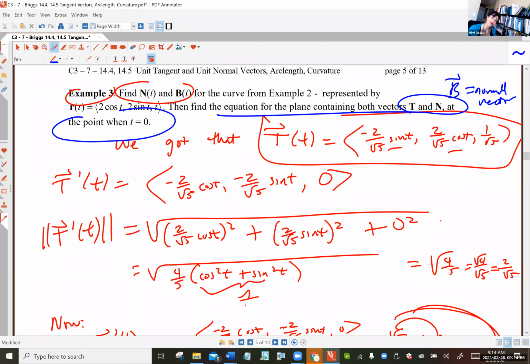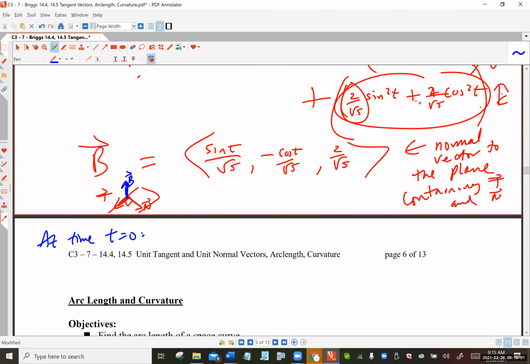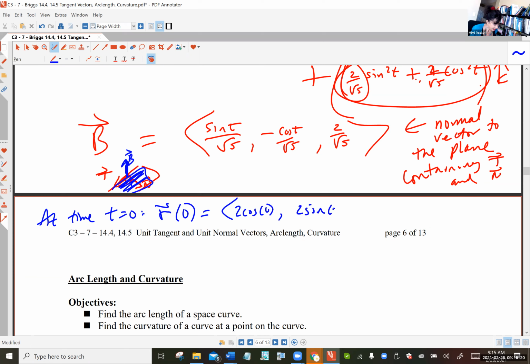Anybody have an idea how I'm going to get a point on this plane? Don't we plug the t equals 0 into r of t? Very good. r of 0 to get the point. Brilliant. That's perfect. Exactly right. That is going to give you a point in that plane. And so what do I get here? Let's see, cos 0 is 1, sine 0 is 0. So I get this point.